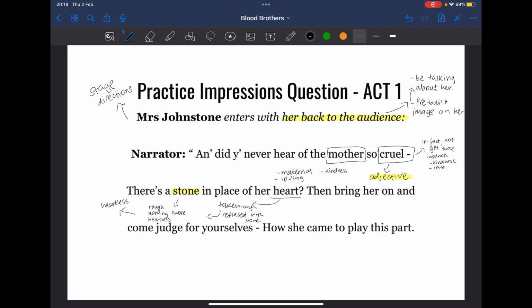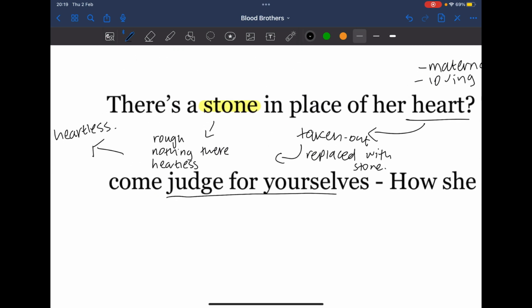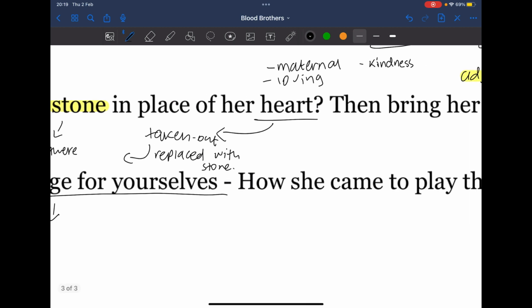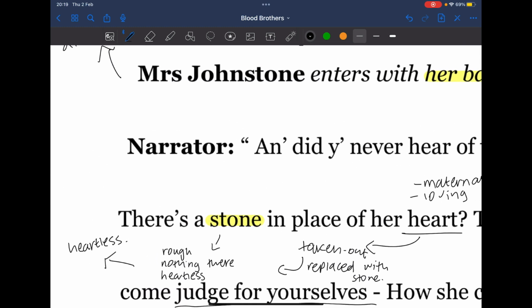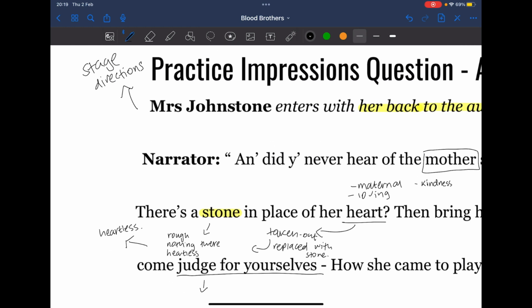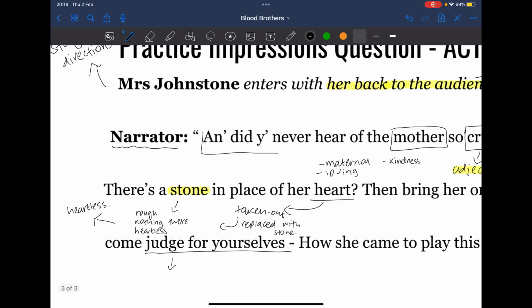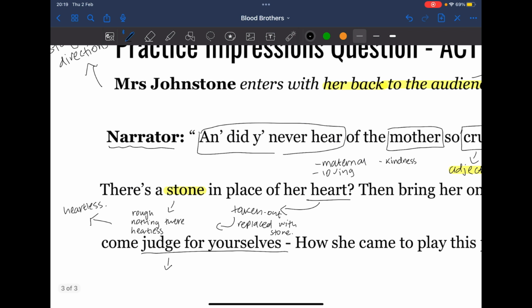Then bring her on and come judge for yourselves how she came to play this part. Again, judge for yourselves. This is a little bit like, I want to say ironic, but not really. Basically, this supports the first part where it says that she had her back turned to the audience, because the narrator was the one who originally started it. So when he started with, and did you never hear? That reminds you of the things you hear when people are gossiping. It's like, oh, did you hear about so-and-so did this, that?